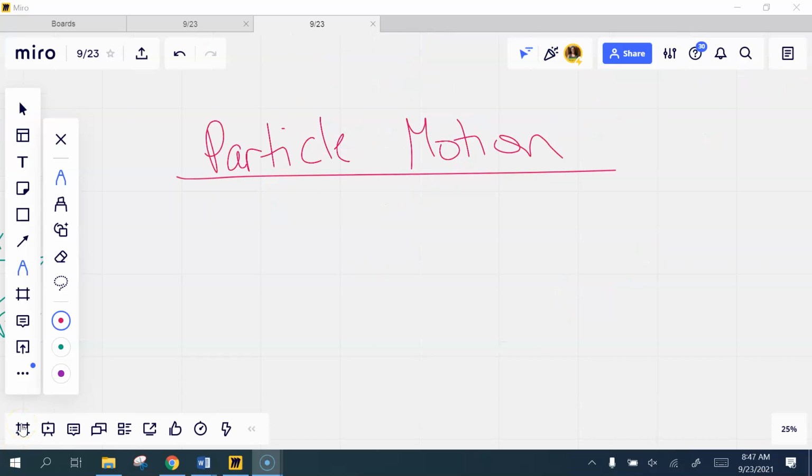All right. Particle motion. Particle motion. Guaranteed FRQ. I've never seen it not incorporated into an FRQ somewhere.